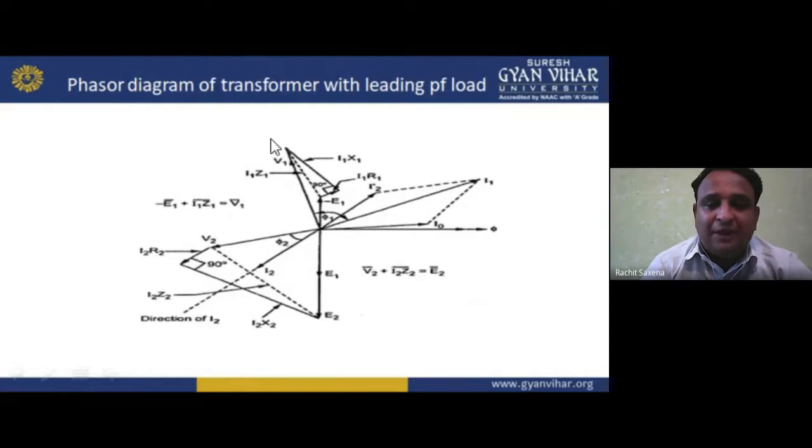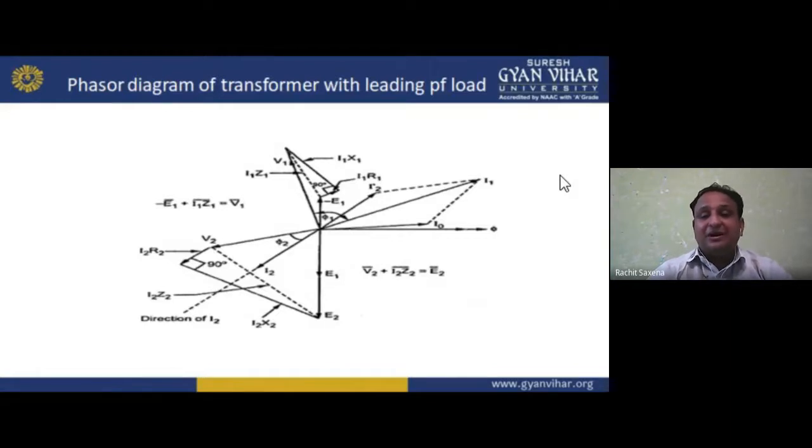Similar for the primary, but different from the secondary. See here, the difference from the secondary is I2: I2 R2, then I2 X2, then I2 Z2. This is the difference between lagging, leading, and unity. Unity means resistive load, where voltage and current are in the same phase. Lagging means voltage and current have different phase, meaning the current is lagged at the angle of 90 if it is practically ideal, and in practice it is lagged by the angle of phi.